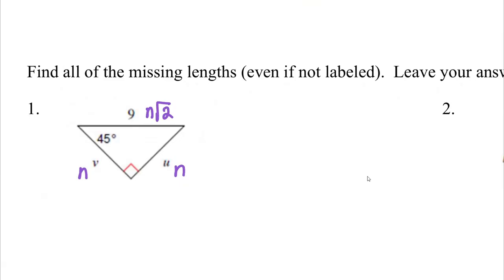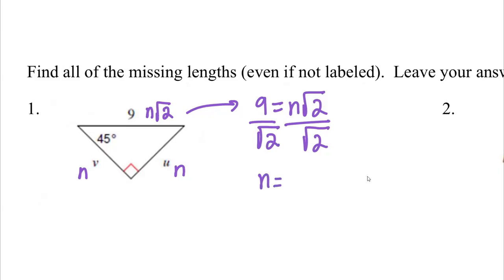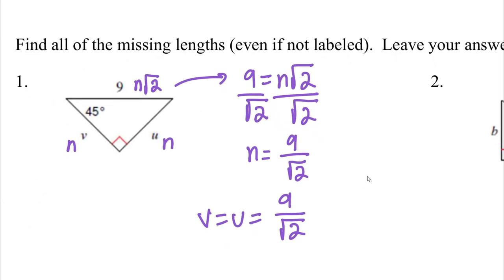So that means I know that 9 is equal to n square root 2. This would allow me to solve for n. How could I solve for n? Divide by the square root of 2. When I do that, I get n is equal to 9 over the square root of 2. So that means both v and u are 9 over the square root of 2. Does that make sense? Okay, can I go to the next one?